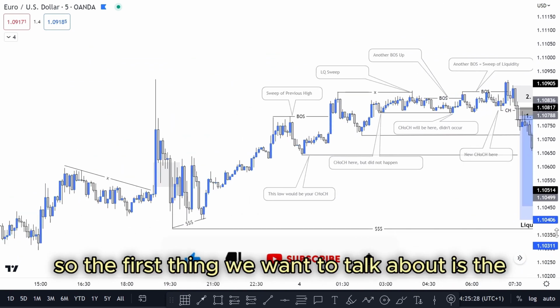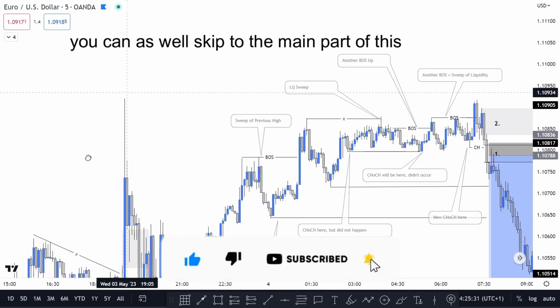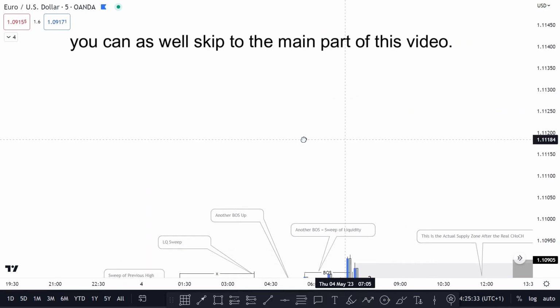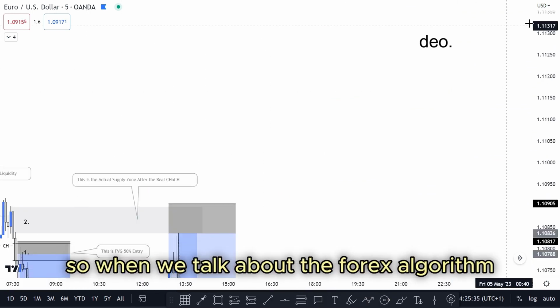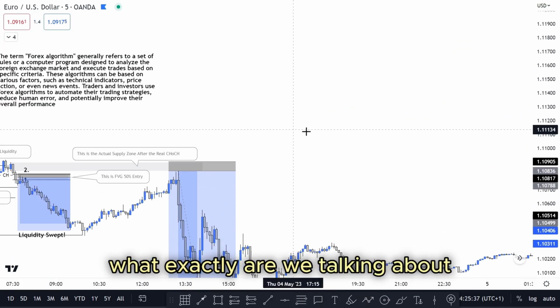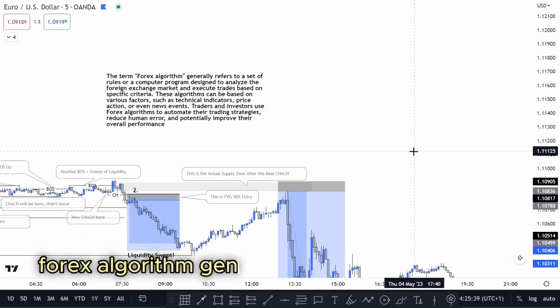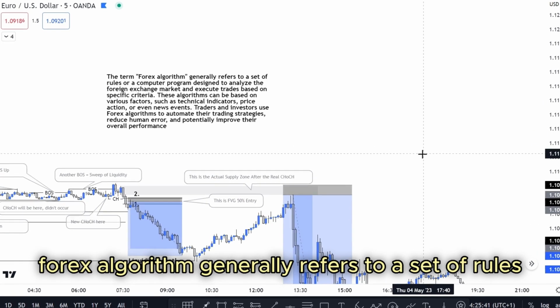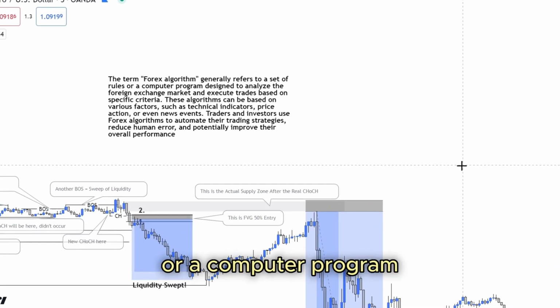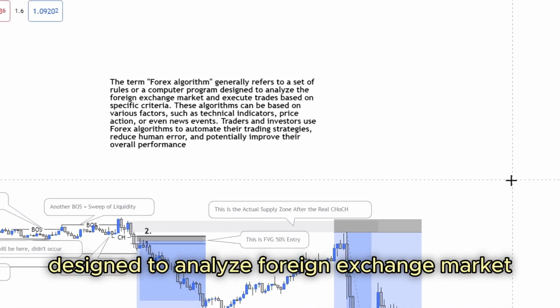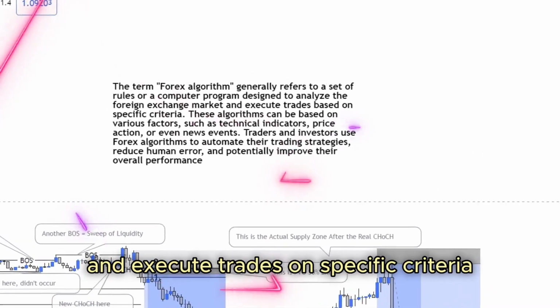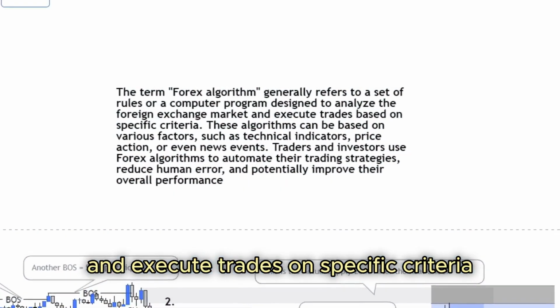So the first thing we want to talk about is the forex algorithm. When we talk about the forex algorithm, what exactly are we talking about? The term forex algorithm generally refers to a set of rules or a computer program designed to analyze the foreign exchange market and execute trades based on specific criteria.